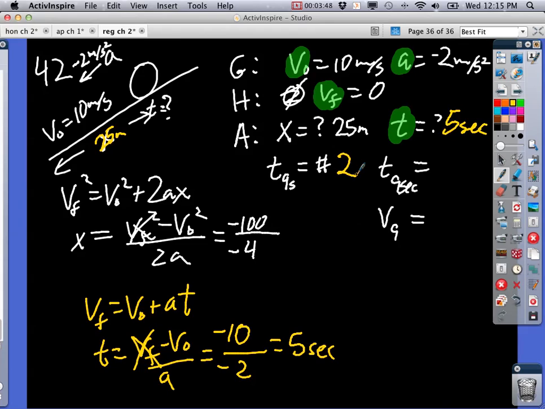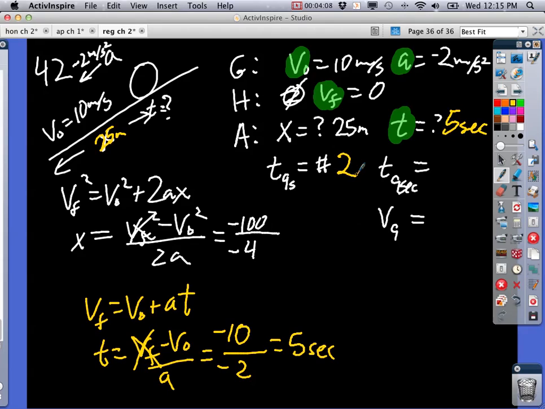Well, V final could be any time, as long as it specifies. For A and B, it's specifying when it goes up, so V final has to be 0, because it says the max. It rolls up, stops, and comes back. So how far does it go? What's the maximum? That maximum is when V final is 0.